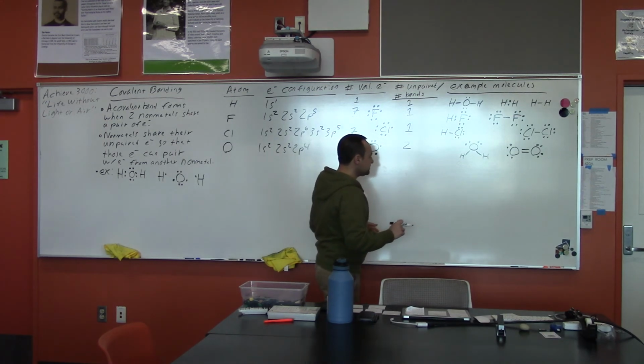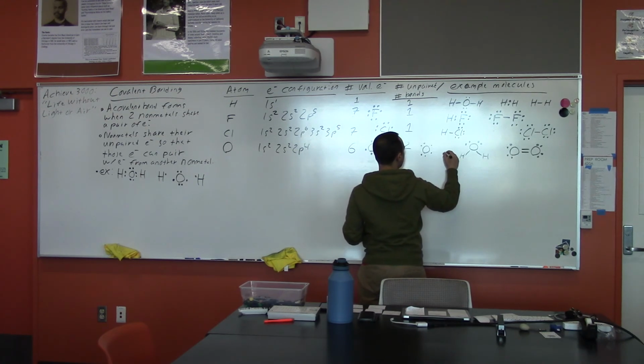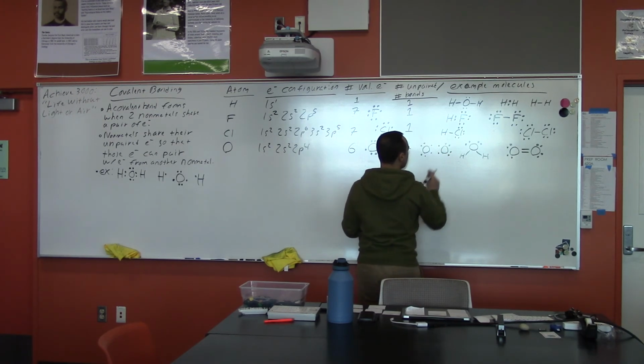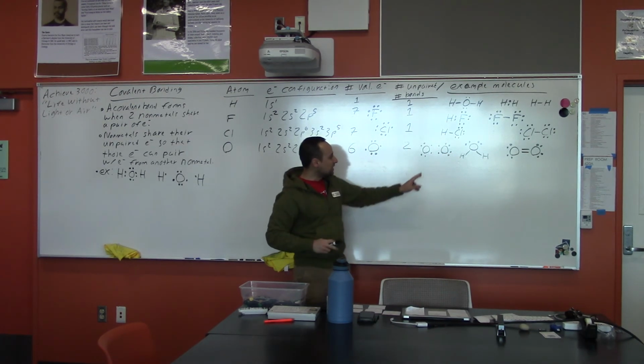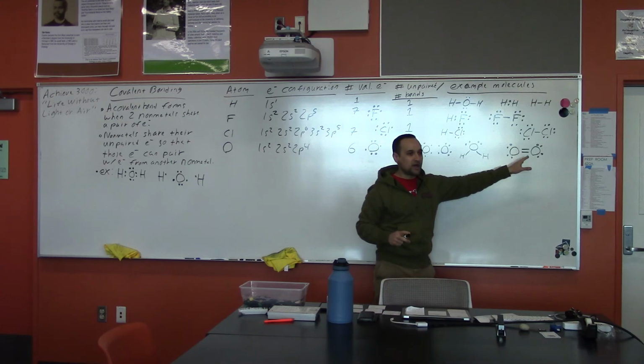So I'll show this to you in a different level of detail. Look at O, and then it's got an unpaired electron here and an unpaired here. And then you've got another O. These guys are paired, and then it's got an unpaired here and an unpaired there. And you can see how they come together. These 2 unpaired electrons pair. These 2 unpaired electrons pair, right? And that makes both oxygens happy.